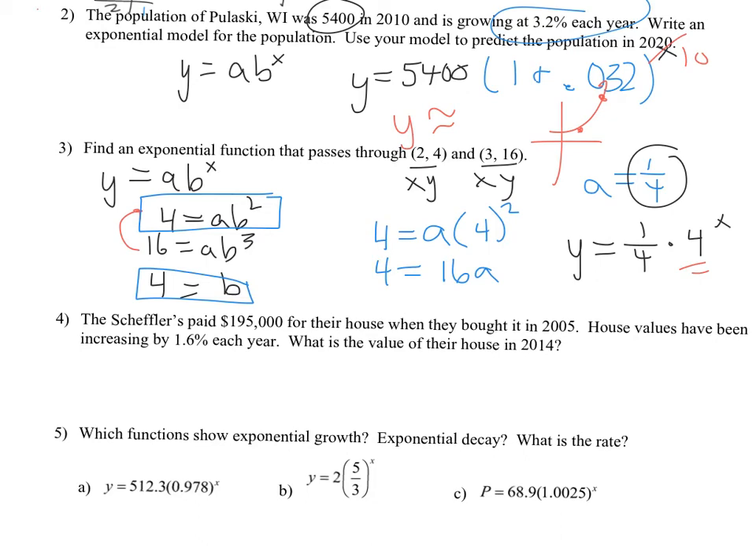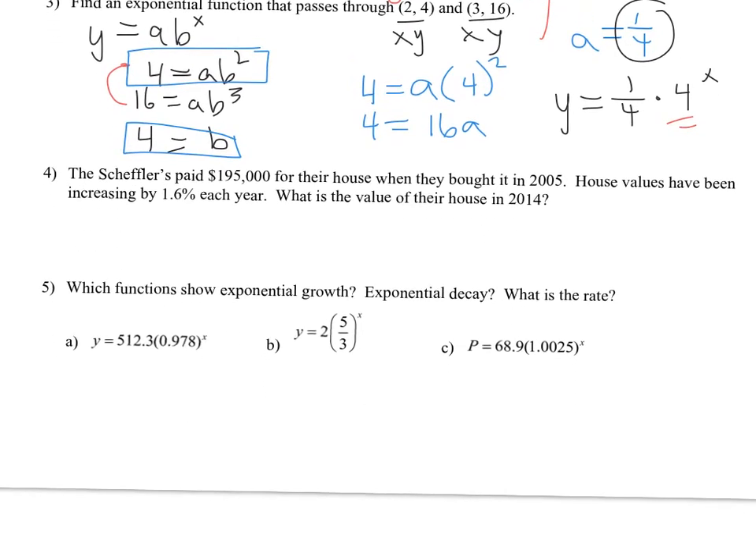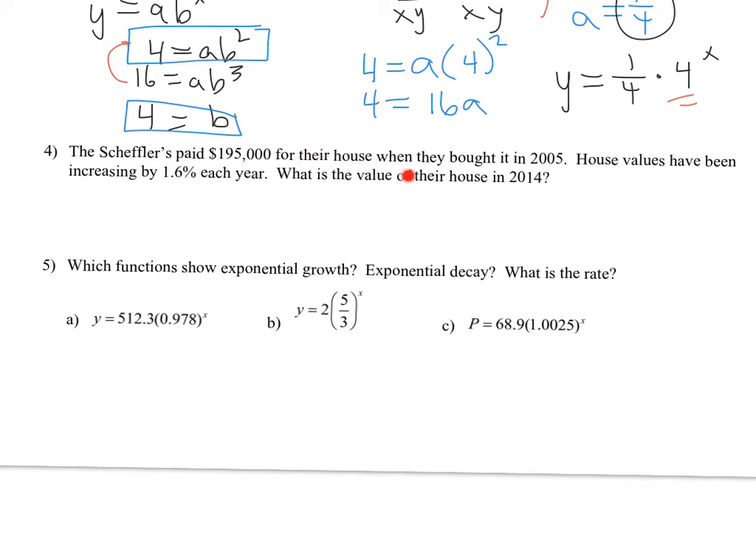Number 4. The Schefflers paid $195,000 for their house when they bought it in 2005. House values have been increasing, so this tells me it's going to be an exponential growth function by 1.6% each year. What is the value of their house in 2014?